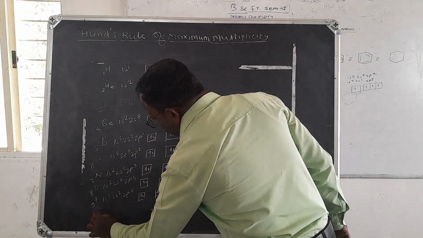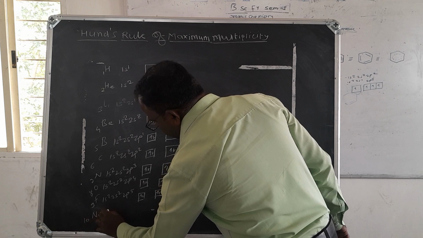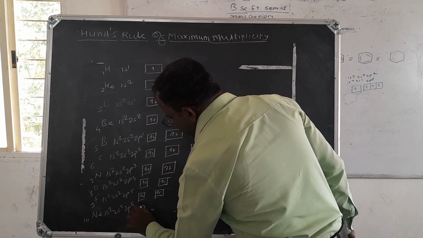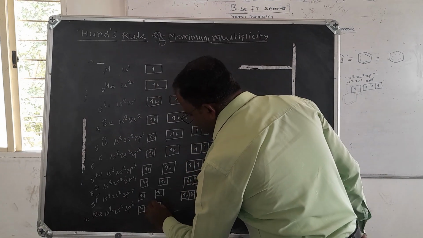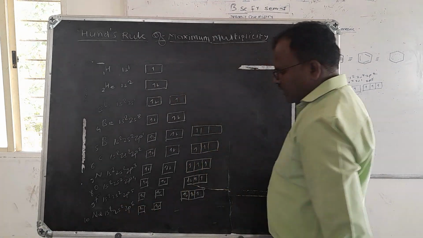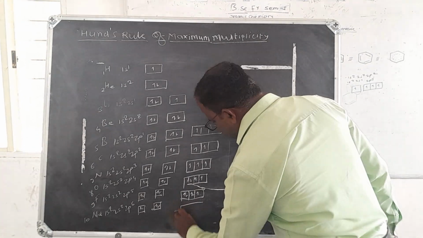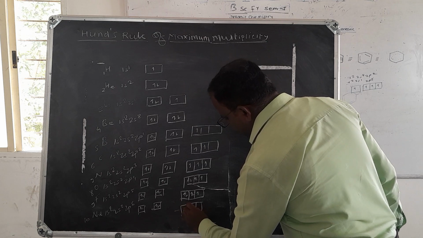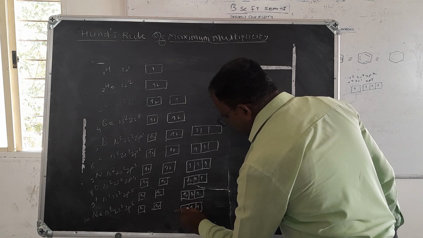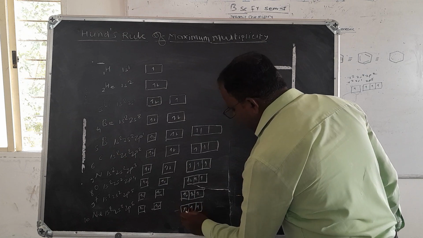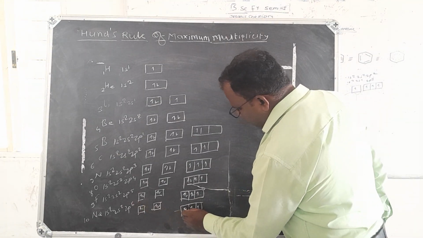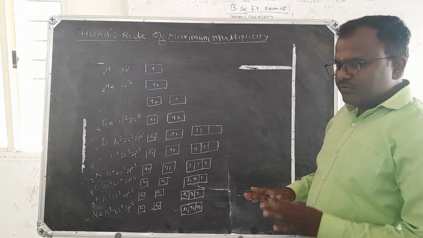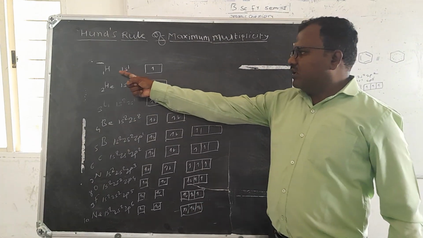Then neon, 1s2, 2s2, 2p6. In the p orbitals, 6 electrons are present. It means that these 3 electrons are paired, and the coming electrons are added with the opposite spin. These are completely filled orbitals.